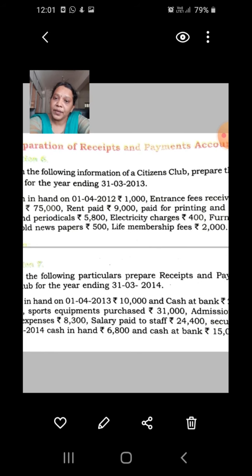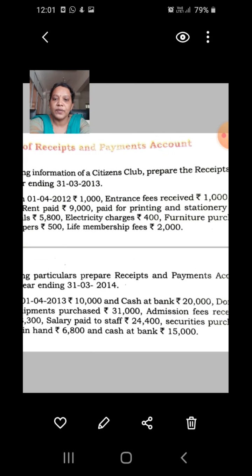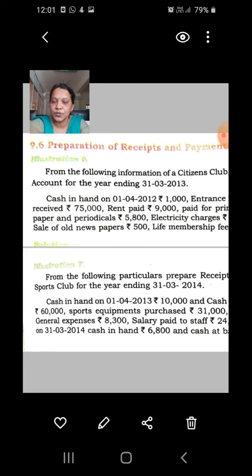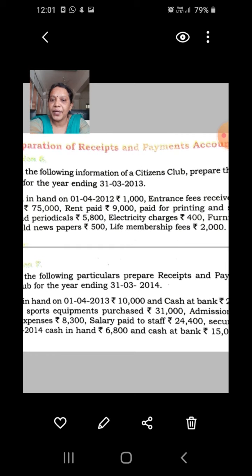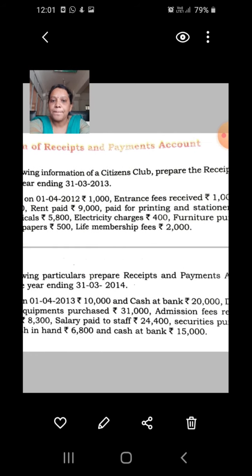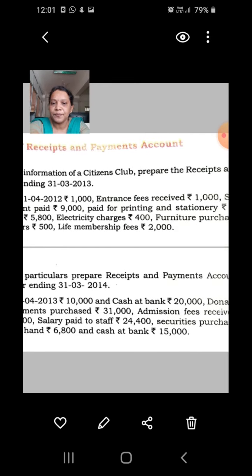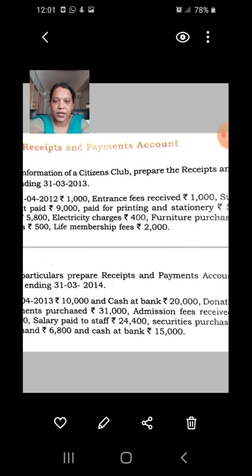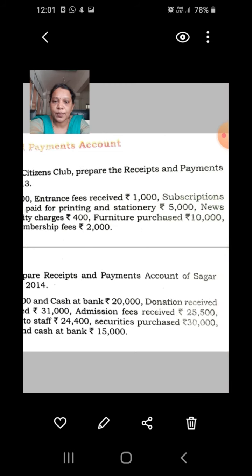You know, receipt and payment account will begin with the opening balance and close with the closing balance. Cash in hand, cash at bank. Here they have given cash in hand on 1/4/2012 as 1000, entrance fees received 1000, receipt side; subscriptions received 75,000, receipt side; rent paid, payment side, 9000; paid for printing and stationery 5000, payment; newspapers and periodicals, you have to purchase them, so it is payment, 5800; electricity charges 400, payment side; furniture purchase 10,000, payment side.